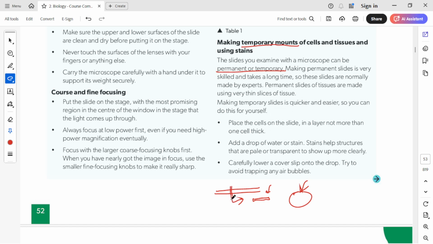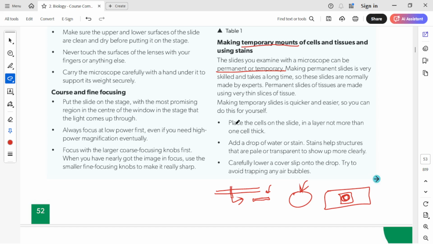So first of all, you will cut a section like this, and then you will put it on, suppose this is a glass slide and this is your section, so you will put your section over here, and on that you will add some stain or water on the top of it. After that you will put a cover slip. A cover slip is an even thinner glass slip that you will put on the top of your object so that it stays fixed in its place.